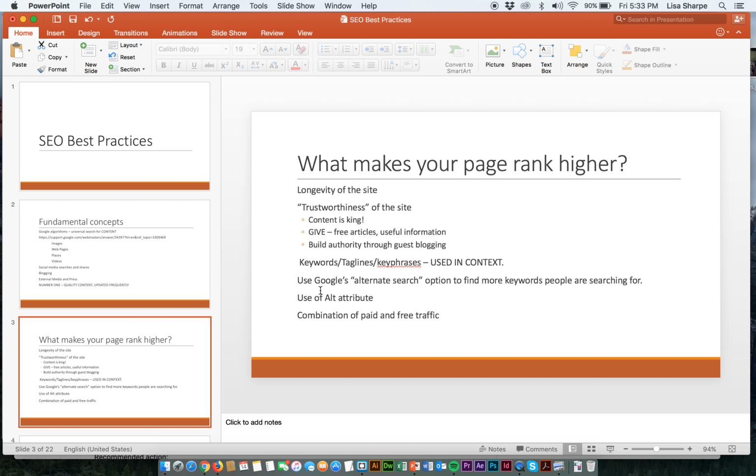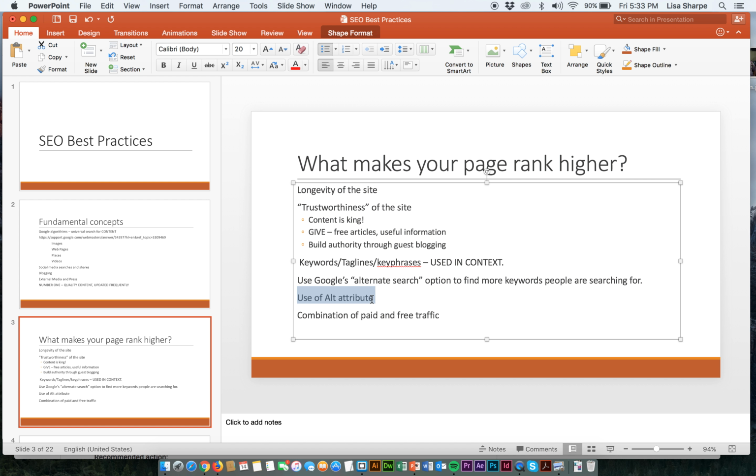Okay, so use of the alt attribute in images. You already know that that's important to Google, not only because it is useful for screen readers and the visually impaired, but because Google itself is visually impaired.